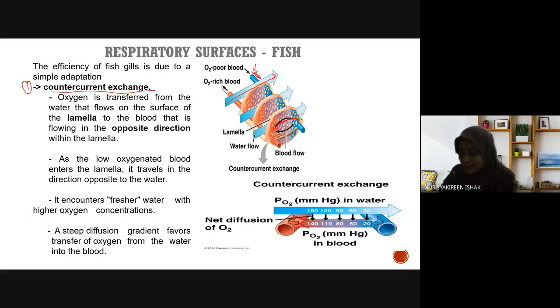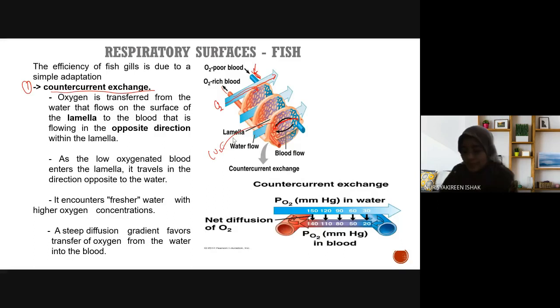Respiratory gases. So it means that water will bring oxygen, so oxygen will enter into the blood vessels. From the blood vessels, carbon dioxide will exit and be released.